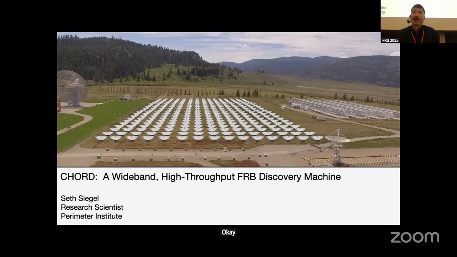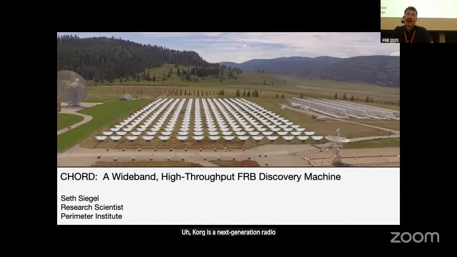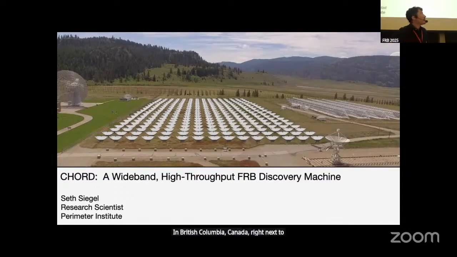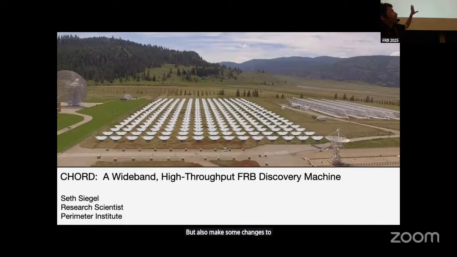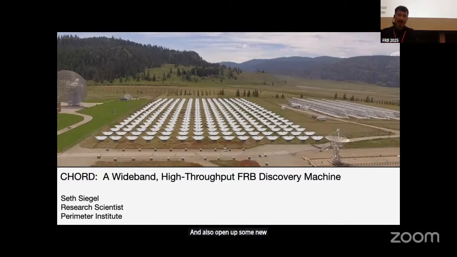Okay. Yeah, thank you to the organizers for the opportunity to be here and tell you all about CHORD. CHORD is a next generation radio interferometer that will be built at the Dominion Radio Astrophysical Observatory in British Columbia, Canada, right next to CHIME. It's going to build on the success of CHIME in the area of radio transients, but also make some changes to the design. As you can see, they look very different, to better enable the 21 centimeter intensity mapping and also open up some new science domains.